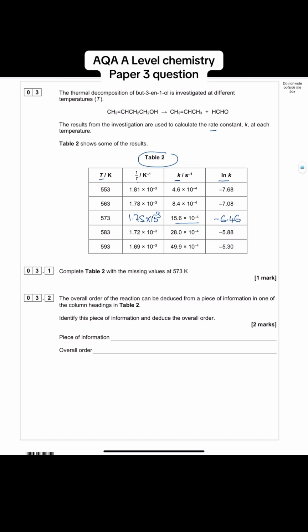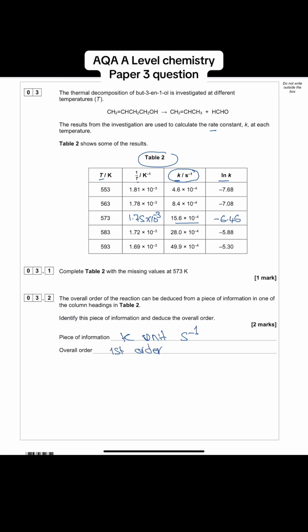The second question is asking you about the overall order of the reaction. It can be deduced from a piece of information in one of the column headings in Table 2. So what piece of information is this? This is the rate constant. The piece of information is the k unit, which is second to the minus 1, which means the overall order is first order. Why is that?